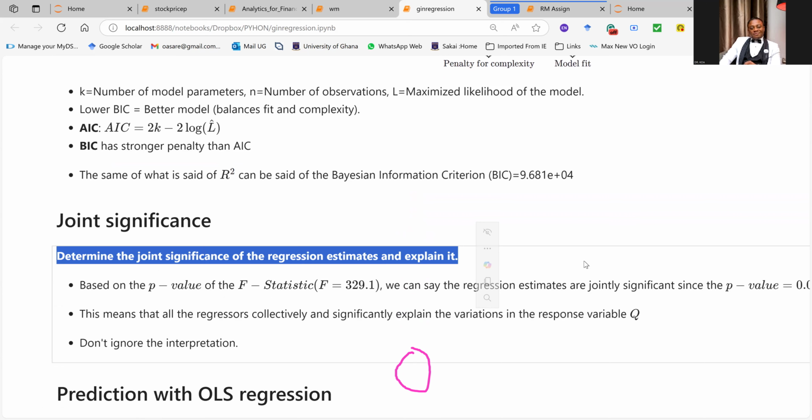Class rep, if you are here, tell all those that are left to rejoin. Based on the p-value, I'm going to take a screenshot.